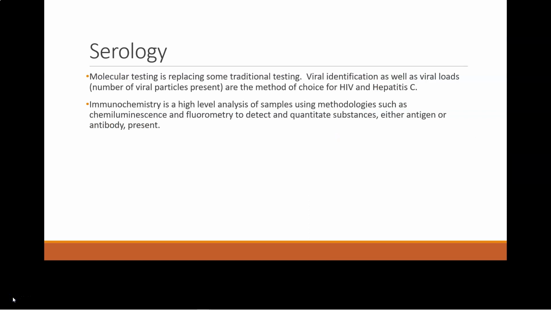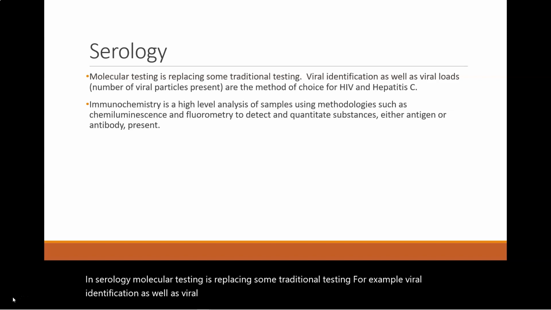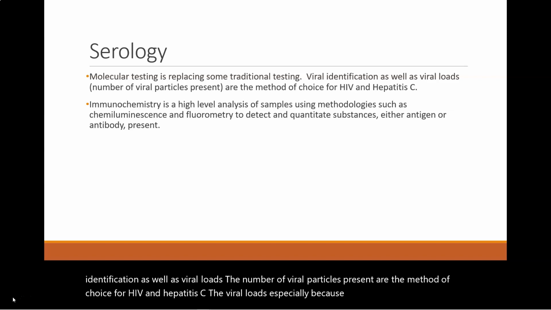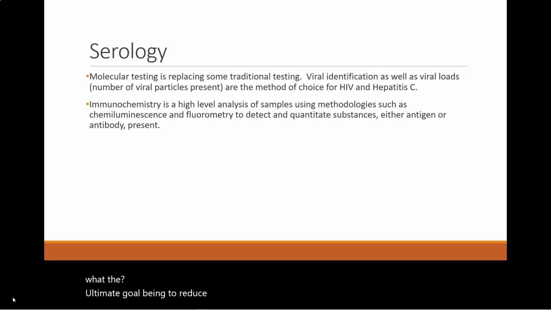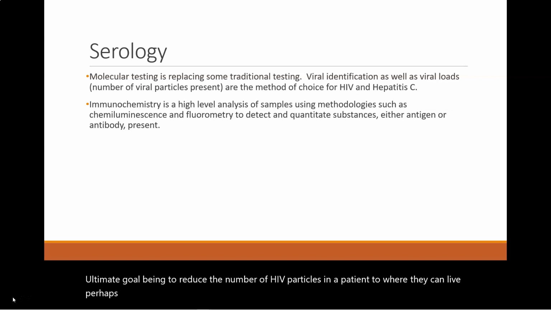In serology, molecular testing is replacing some traditional testing. For example, viral identification as well as viral loads, the number of viral particles present, are the method of choice for HIV and hepatitis C. The viral loads, especially because medications are used with the ultimate goal being to reduce the number of HIV particles in a patient to where they can live perhaps a full life.